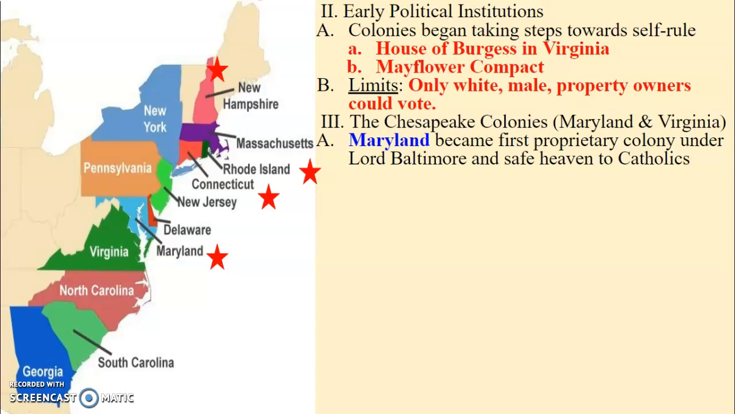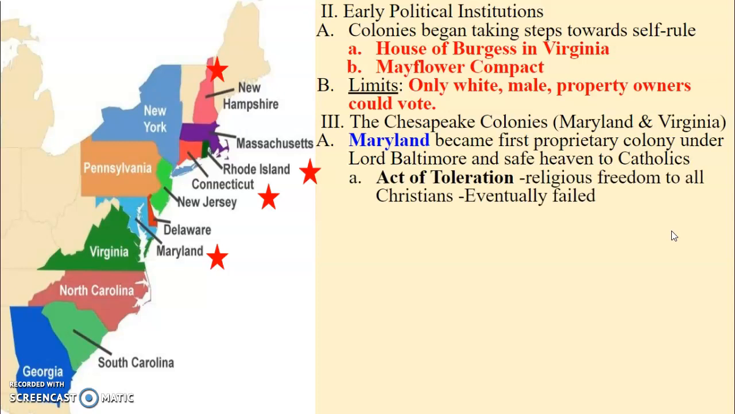So it was established as a proprietary colony. It was given to a specific person for helping out the king. So Lord Baltimore was one of the king's homies. As a reward for supporting him in his rule, he gave him the land, the colony of Maryland. And because he was a devoted Catholic and he knew that they were having problems in Europe with the Catholics, he decided to found Maryland as a safe haven for his people, for his religious group.